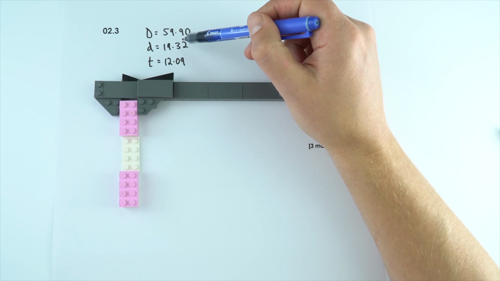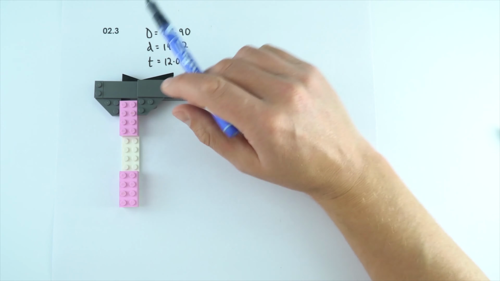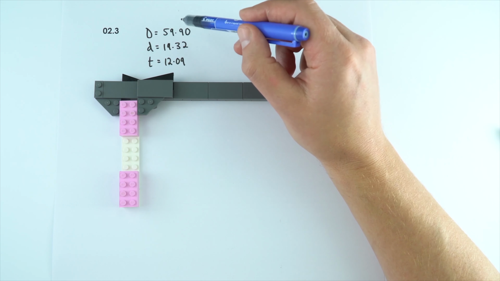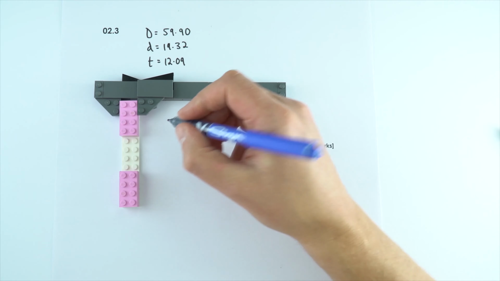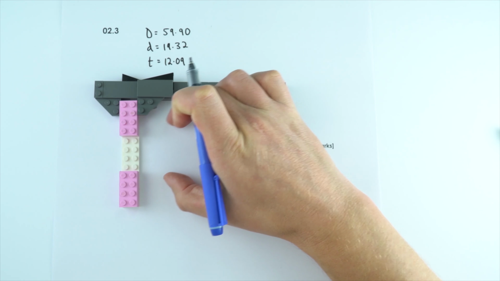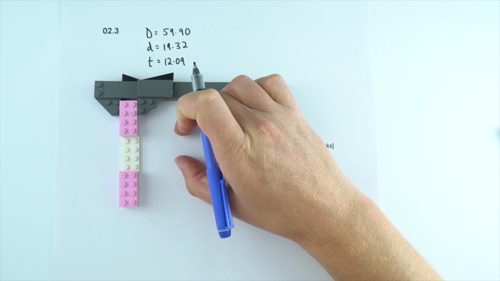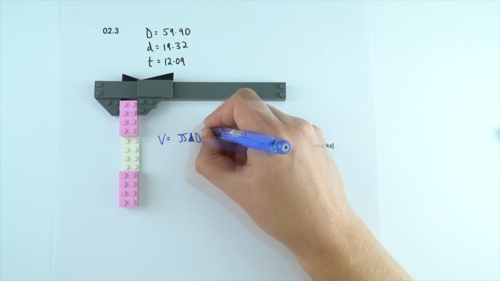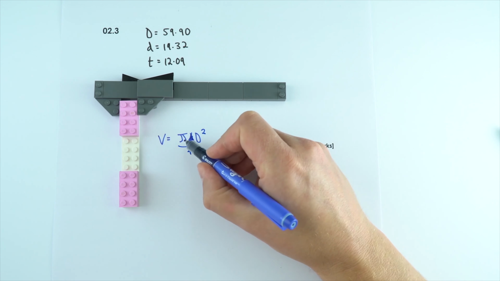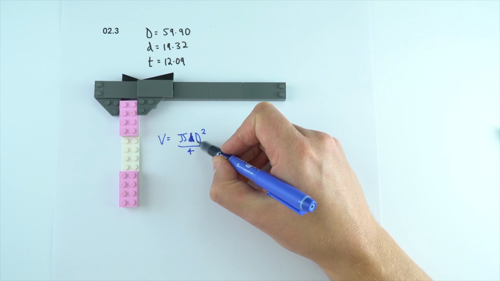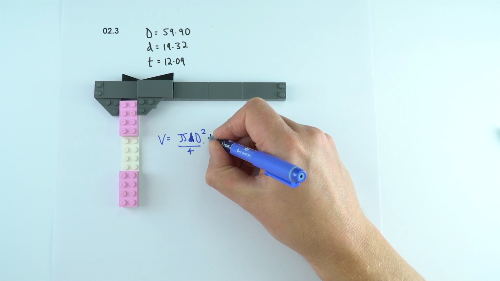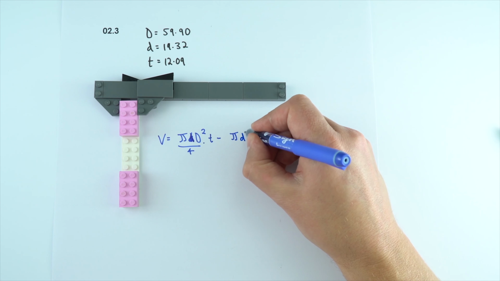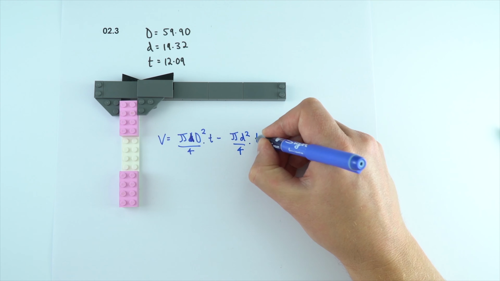So these are the dimensions of that ring magnet. We've got the thickness, which has been measured as 12.09, the internal diameter is 19.32, and that's the external diameter. Now, to work out the volume, if we work out the volume of the outside and then take away the volume of the inside hole, the volume is going to be equal to pi D squared over 4, which is how to work out the area using the diameter, multiplied by the thickness, and we take away the internal volume, which is pi d squared over 4 multiplied by t.